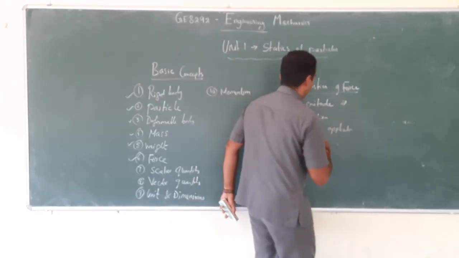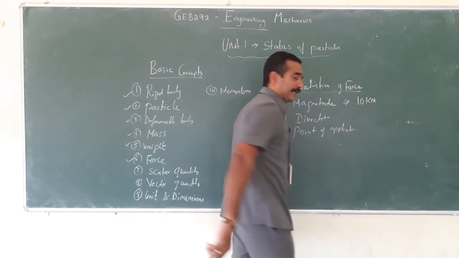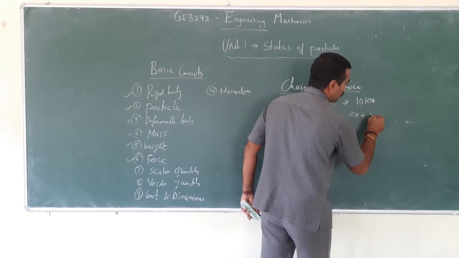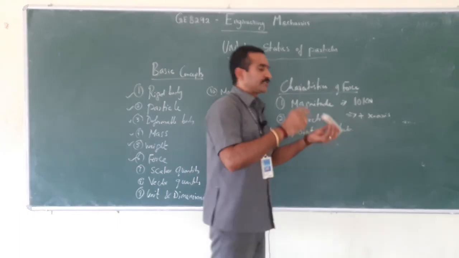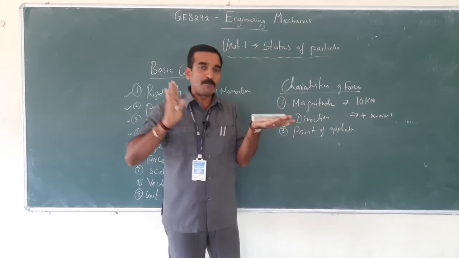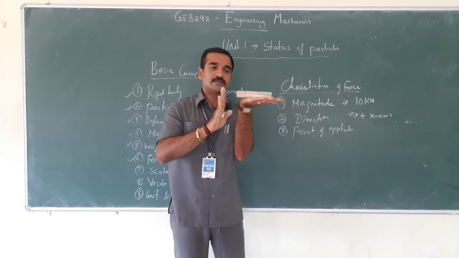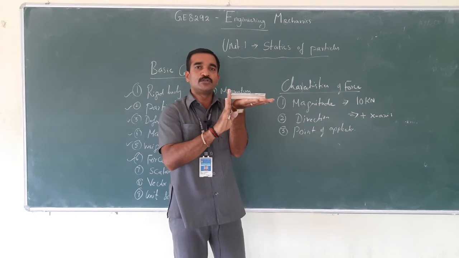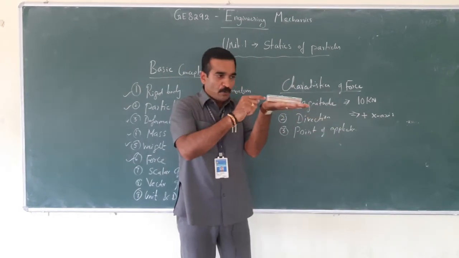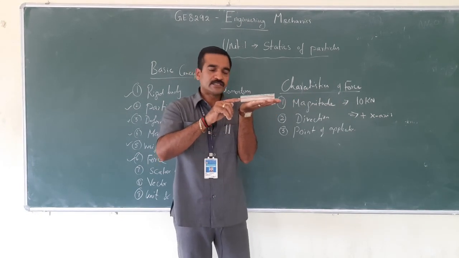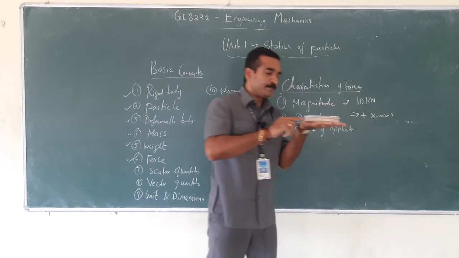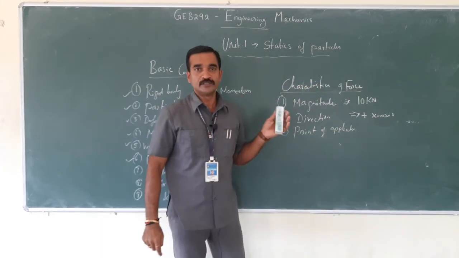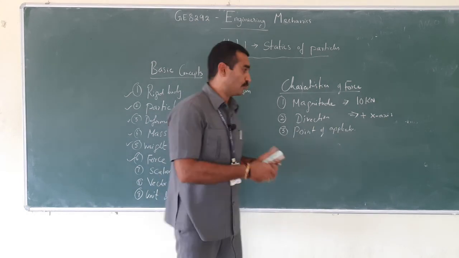Let me assume the magnitude of force as 10 kilonewton, and the direction would be the positive x-axis. The point of application would be here. So this is the object. Now I am going to apply 10 kilonewton in the positive x-axis direction, with the point of application here. When I give this much force in the positive x-axis with the point of application here, the body tends to move. So this is the force and the three characteristics of force.